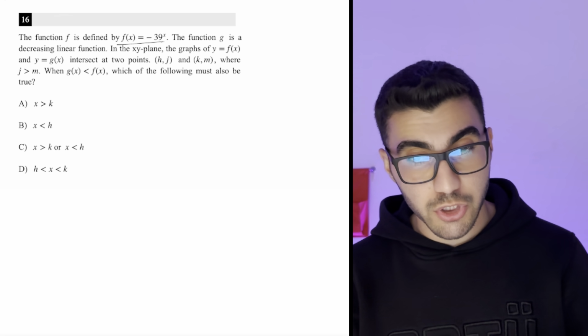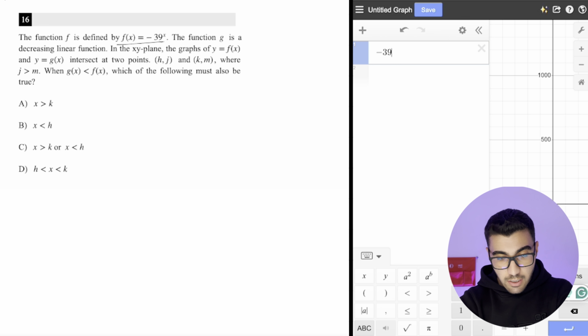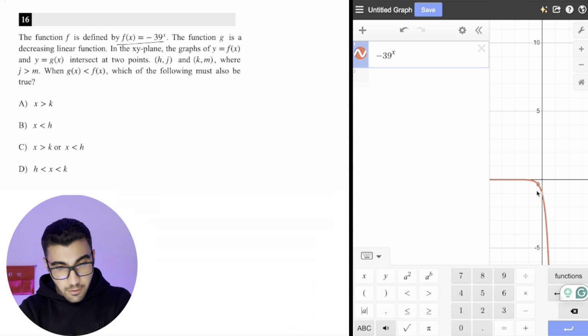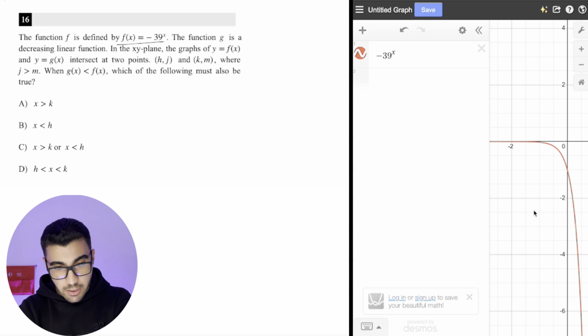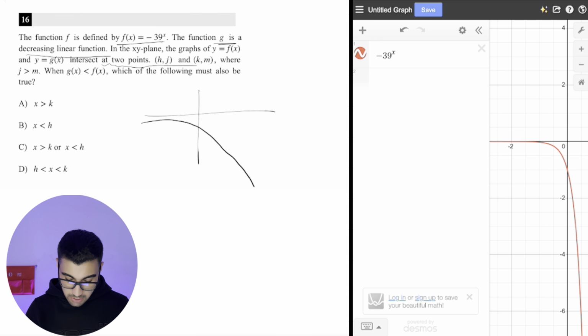Let's see how this function looks in decimals. So f of x, or we can just say negative 39 to the x power. Alright, this is how the function looks like. Okay, so I'm just gonna put that here as the function like this. So it looks something like this. Okay, this is the function we have, and g is a decreasing linear function which intersects at 2 points. So g of x and f of x intersect at 2 points.